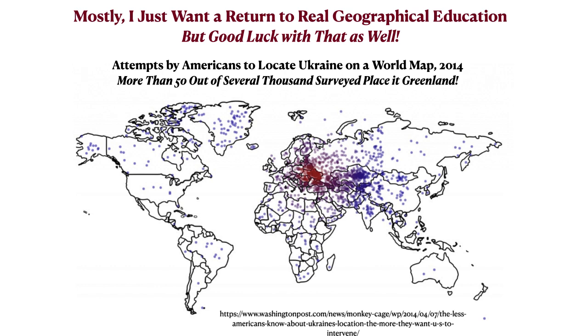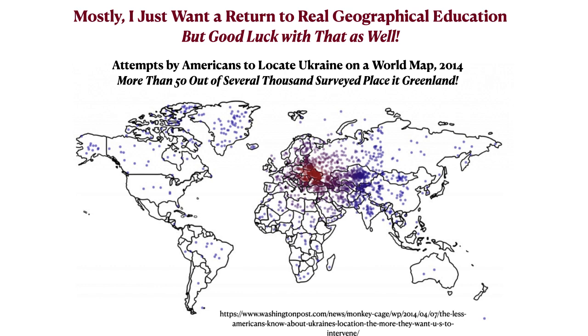But the geographical illiteracy in the United States is extreme. And I'll just give you a couple examples. This was from back in 2014. I believe it was a Washington Post poll. This was when Putin first invaded Ukraine and took over Crimea and part of the Donbass area. And Americans were simply asked, here's a blank outline map of the world, put a dot where Ukraine is.